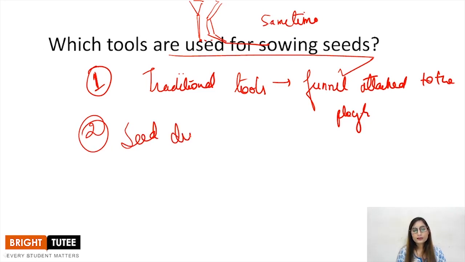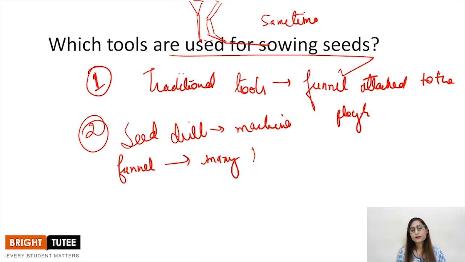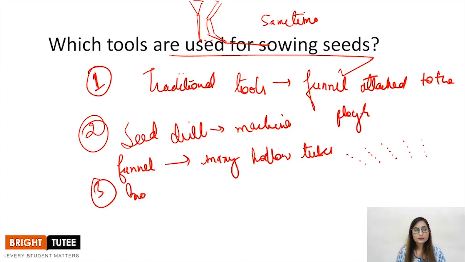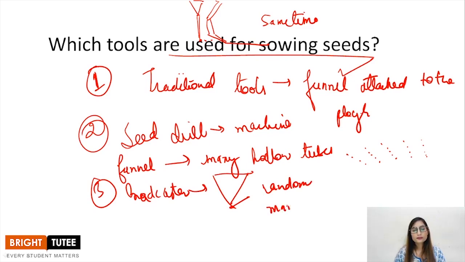Second is a seed drill. It is a machine that has a funnel on the top connected to many hollow tubes which discharge the seeds in the field in a uniform manner. This is how seeds are distributed with the help of a seed drill. Thirdly, broadcaster. It is basically a funnel, but it distributes the seeds in a random manner. So these are the 3 tools which are utilized for sowing.